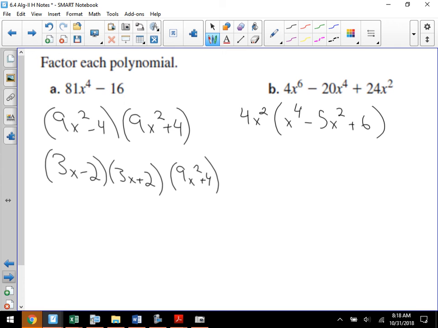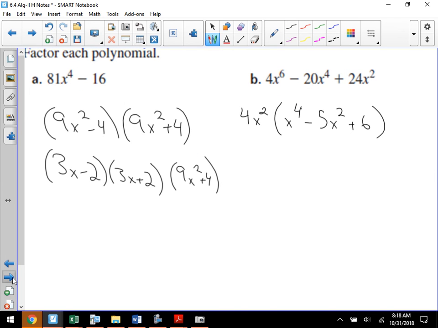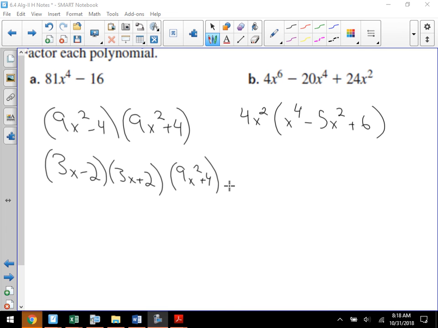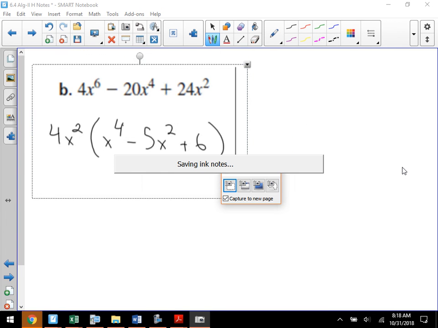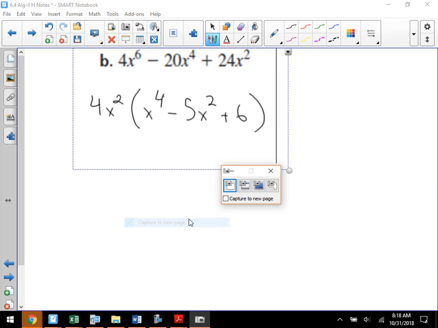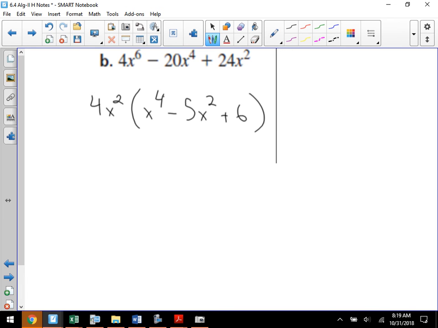-2, -3. I can factor it the same way. So actually, you know what? Let me do this real quick so we have a little bit more space. So when I get to this point here, I still have my 4x squared. I have x squared minus 3, x squared minus 2.